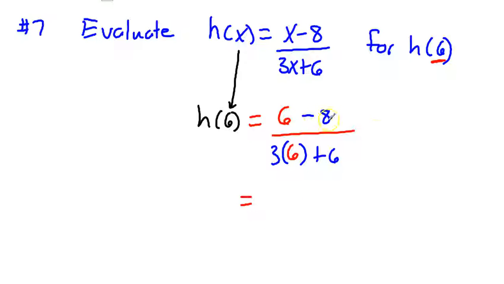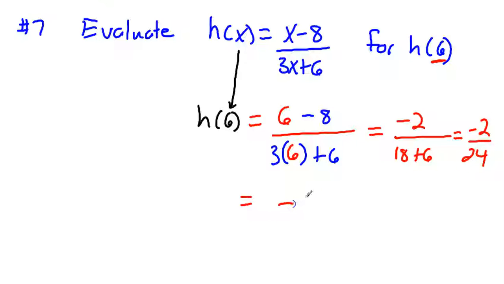Okay, and then just working out, 6 minus 8 is negative 2. 3 times 6 is 18. Plus 6 would be 24. And then simplifying the negative 2 over 24, you divide them both by 2. So final answer for that one would be negative 1 over 12.